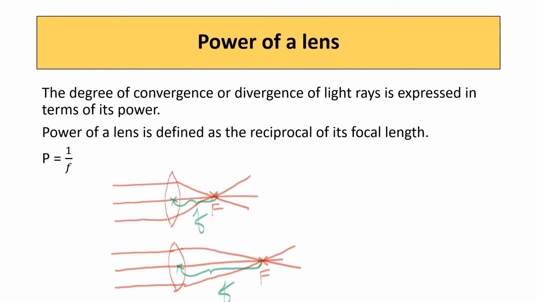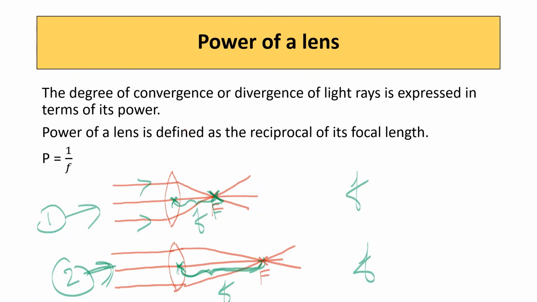Look at these two cases, case 1 and this is case 2. In case 1, you have a convex lens and the incident light rays are converging at the focus, and the distance between the optical center and the focus is called the focal length F. In the second case, you can see this is the focal length. The focal length is more in the second case.